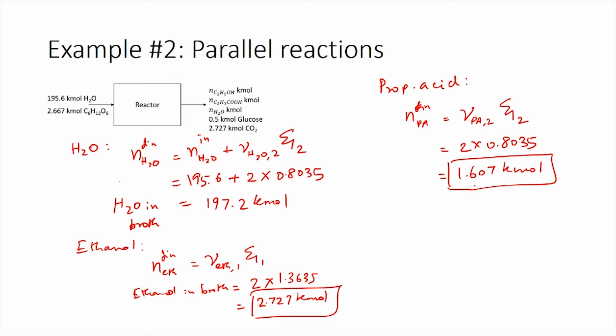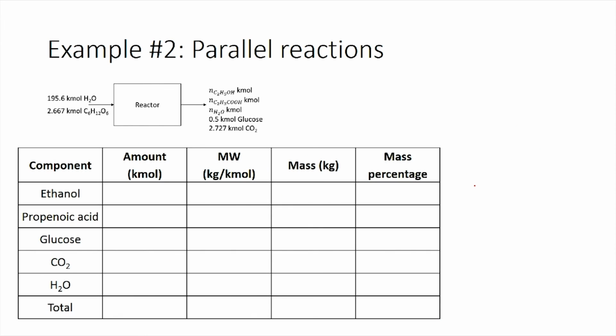Now, we need to calculate the composition of the final broth. The problem statement requires us to calculate the composition of final broth in terms of mass percentages. So, we go back to building this table and we will write down the amounts which we have calculated. Ethanol has been calculated as 2.727 kilomoles, propanoic acid in the final broth is 1.607 kilomoles, glucose in the final broth is 0.5 kilomoles and carbon dioxide is 2.727 kilomoles and water is 197.2 kilomoles. The molecular weight for each of these are known and they are 46, 72, 180, 44 and 18.